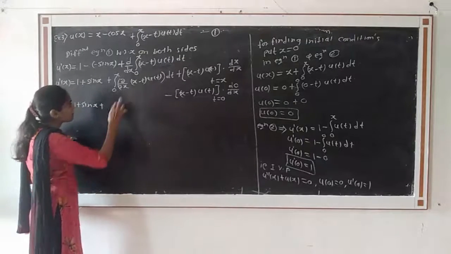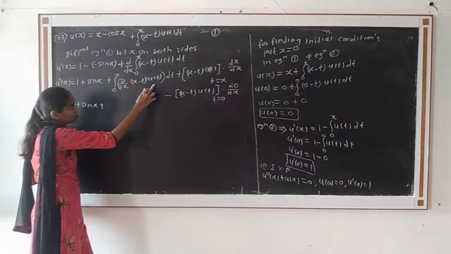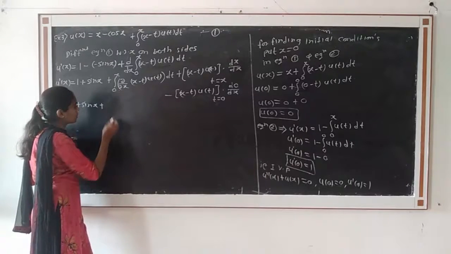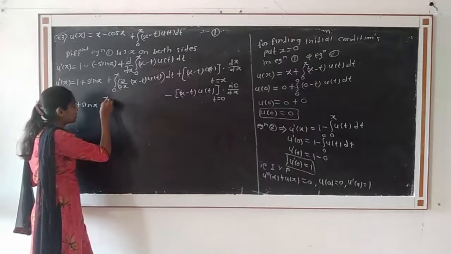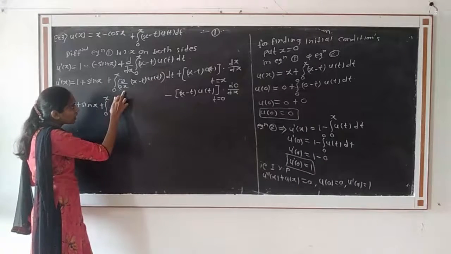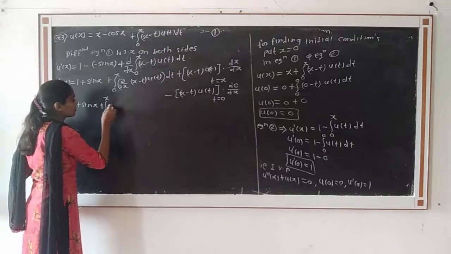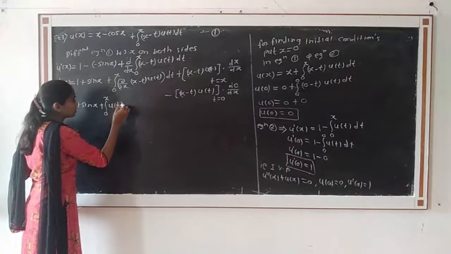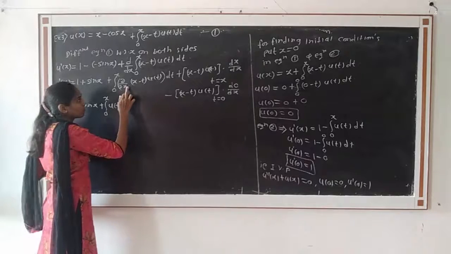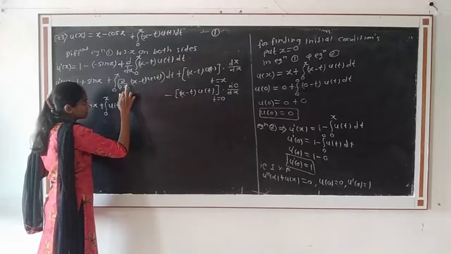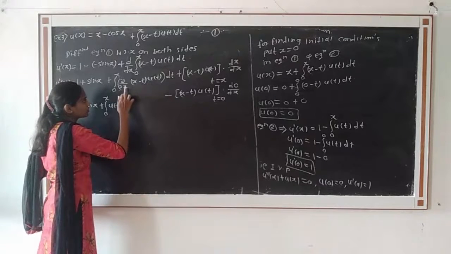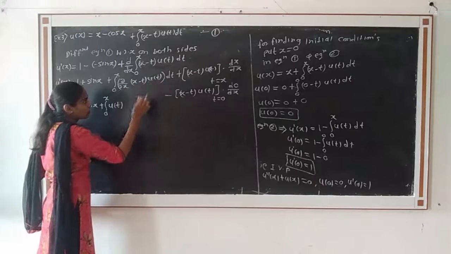plus, if we partially differentiate this function with respect to x, then we get the integration from 0 to x. The derivative of x with respect to x is 1, into u of t, that is u of t. Then the derivative of this t with respect to x is 0, into u of t, which will be 0.